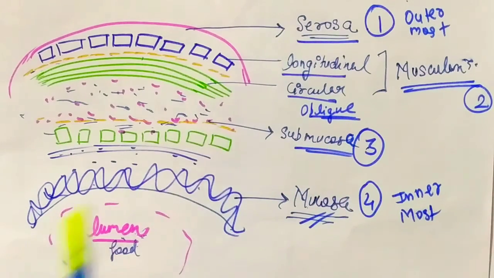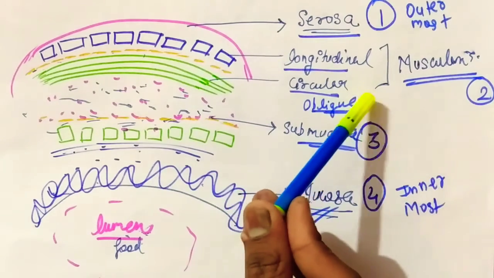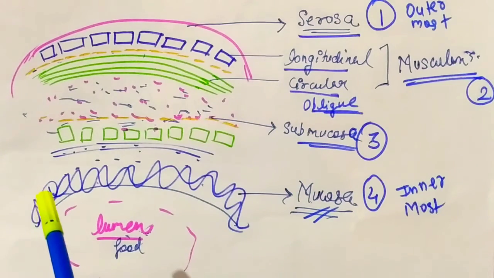In the small intestine, mucosa is modified. In the stomach, the muscularis is modified. In the rectum, the submucosa is modified. So these are the modifications, and this is the rough diagram of the TS of the alimentary canal, or we can say, easily, gut. So let's see a 3D structure.